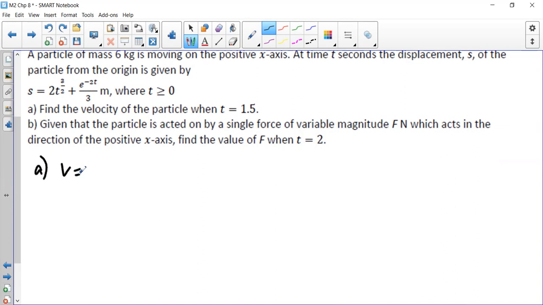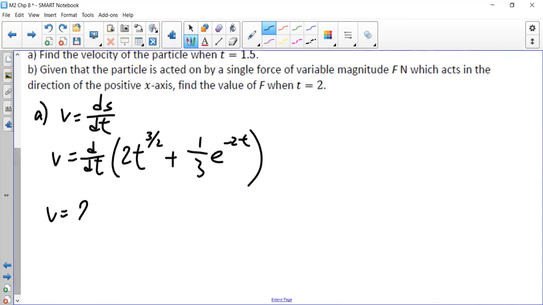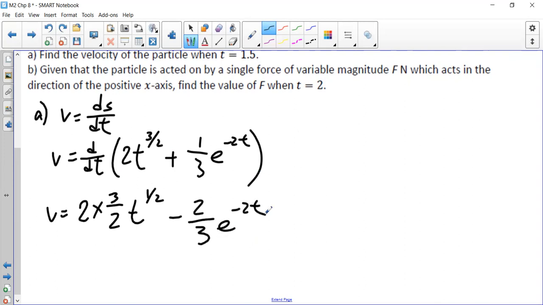So we're given s, so v equals ds by dt. We want to differentiate s, which is 2t to the power 3 over 2 plus a third e to the power minus 2t. To differentiate that, you should have known, you multiply by the power, so 2 times 3 over 2, power minus 1, a half. And then to differentiate powers of e, you just multiply by the coefficient of the power of e, which is minus 2, so minus 2 over 3, e to the power minus 2t.